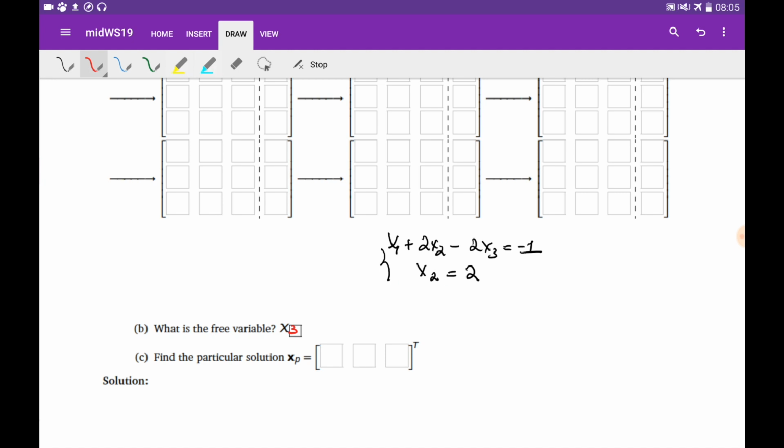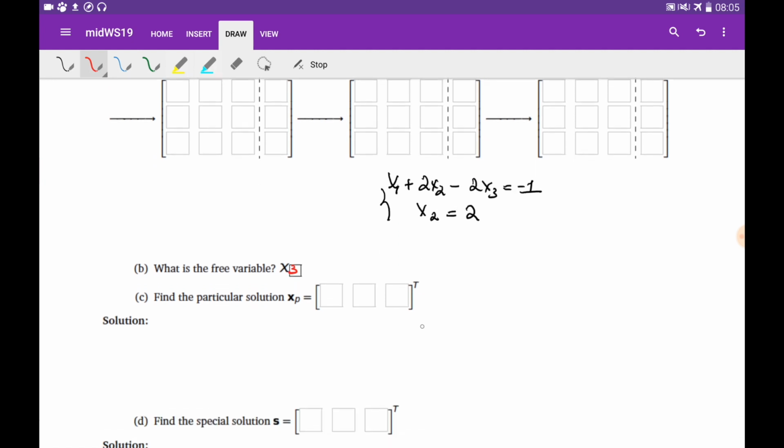So if we set x3 to be equal to 0, we're going to obtain the system x1 plus x2 equal to 1, x2 is equal to 2. So if we substitute x2 equal to 2 into the first equation, we obtain x1 plus 4 is equal to 1. From here we obtain x1 is equal to minus 3, and the particular solution is going to be minus 3, 2, and 0. So now we need to find a special solution.